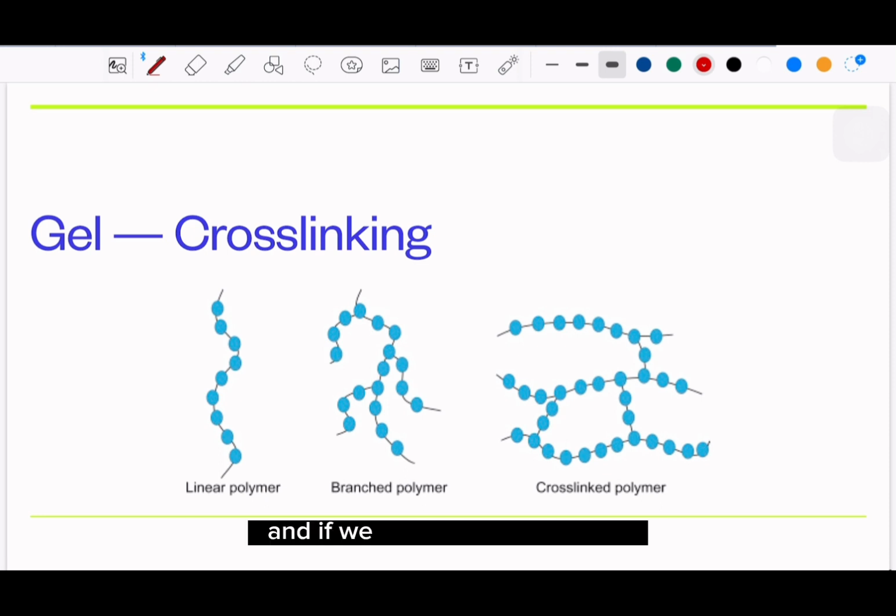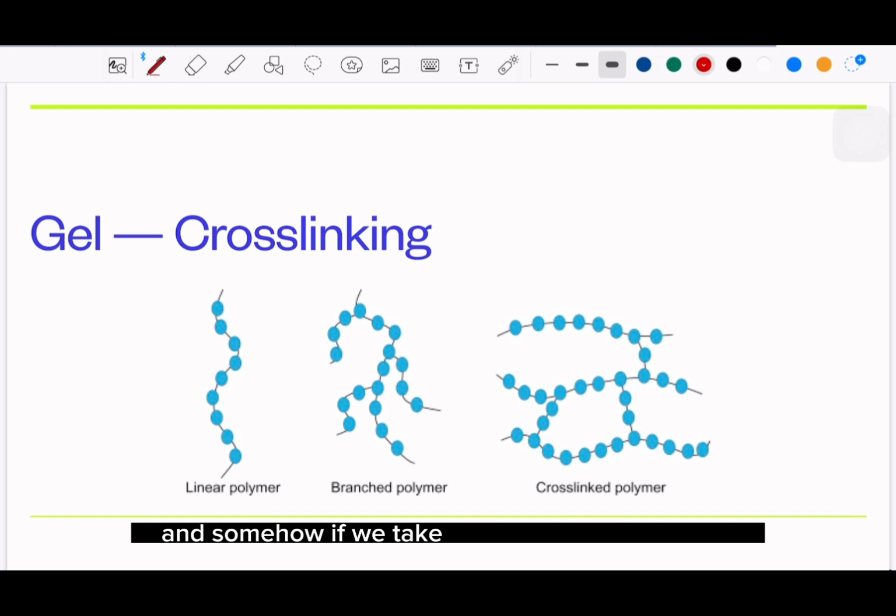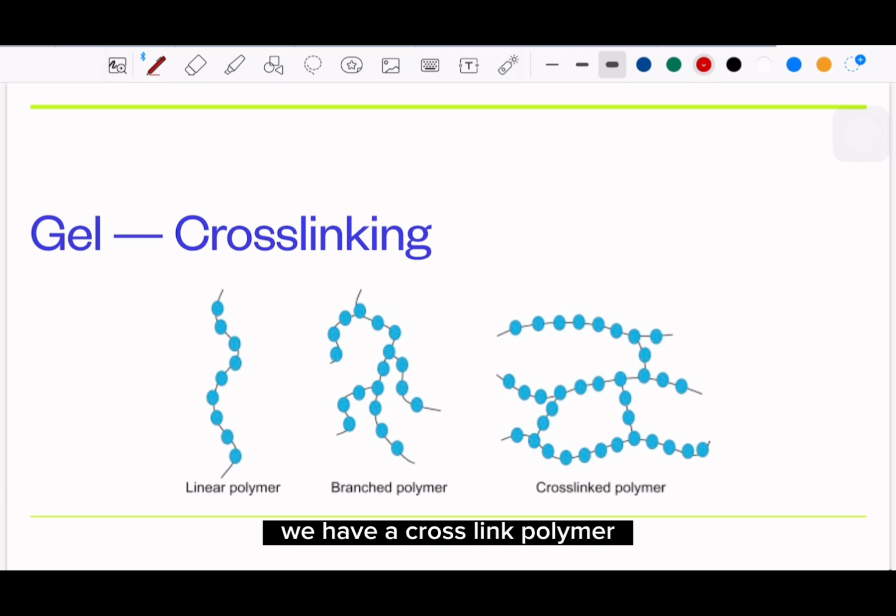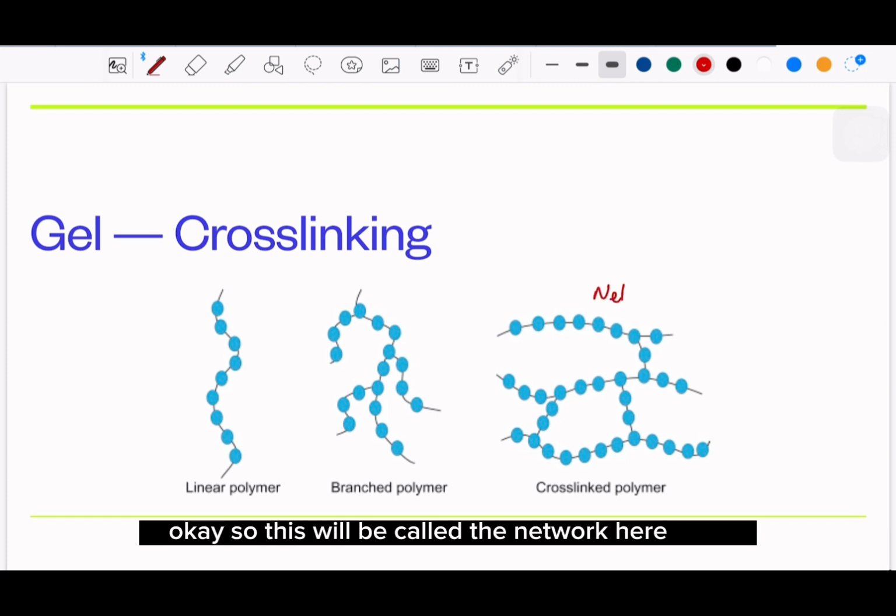So if you remember, we have linear, right? Linear chain. And if we somehow change some of the concept, remember that we have difunctional monomers. And if we increase the functional groups, more than two functional groups, it can make branch polymer, right? And somehow, if we take more, we have a network, a cross-link polymer. So this will be called a network here, right? A network.